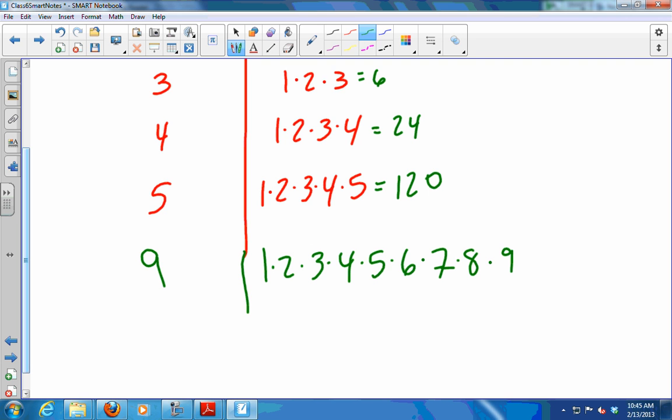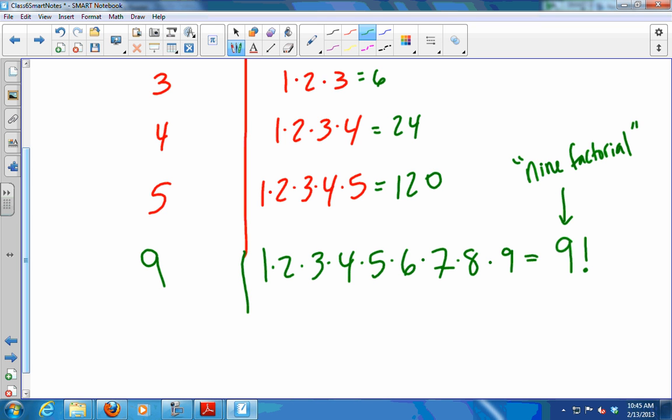We call this factorial, and we write it with an exclamation point. So you write 9 exclamation point. That means 1 times 2 times 3 times 4 times 5 times 6 times 7 times 8 times 9. And you read it as 9 factorial.